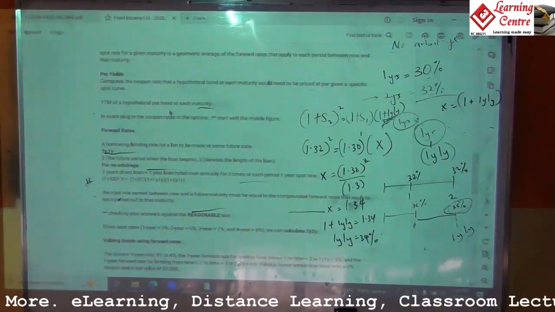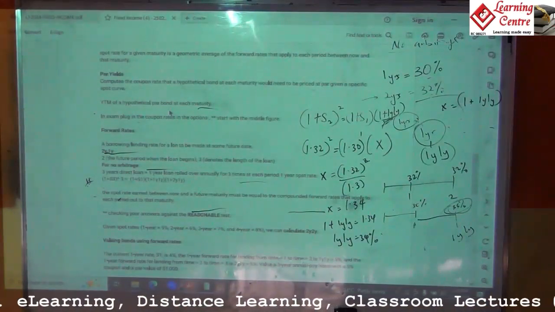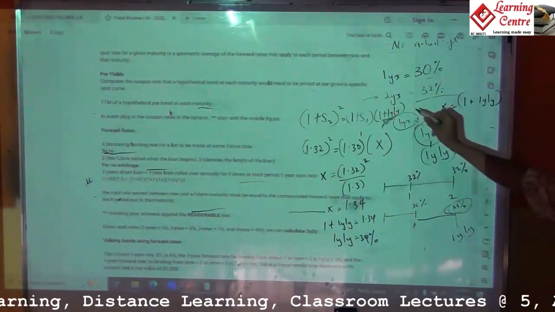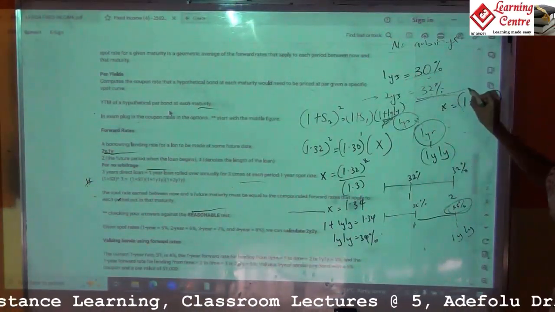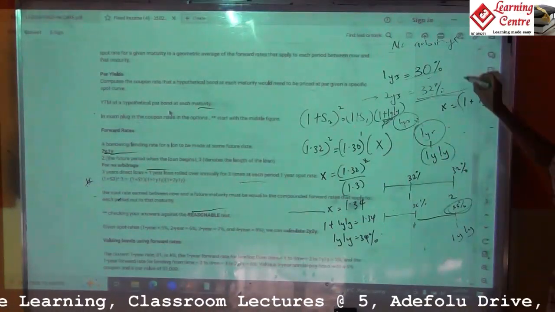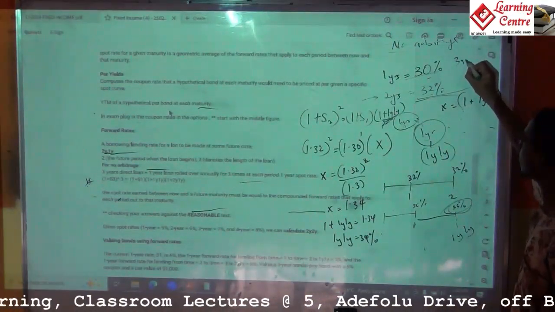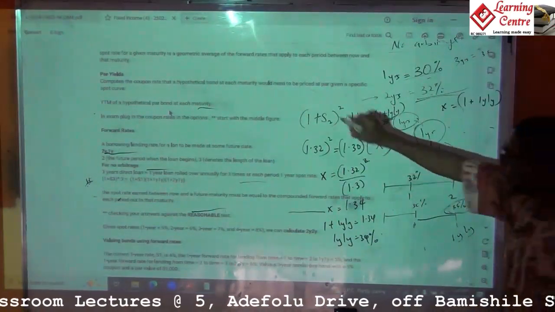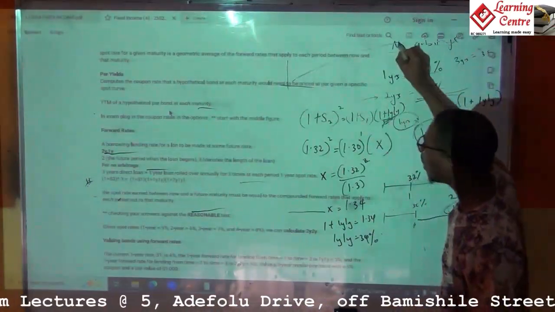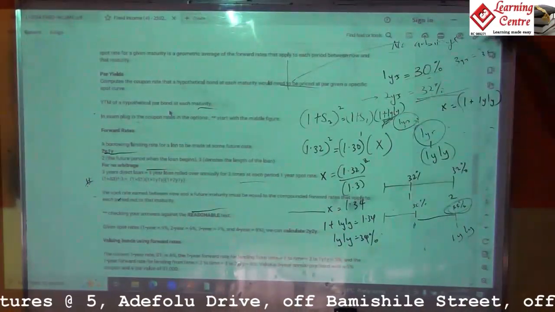So the spot rate has different tenors. The spot rate for 1 year is 30%. The spot rate for 2 years, straight through, is 32%. You can also get the spot rate for 3 years. Because we have the spot rate curve that graphs all the spot rates even up to 10 years.